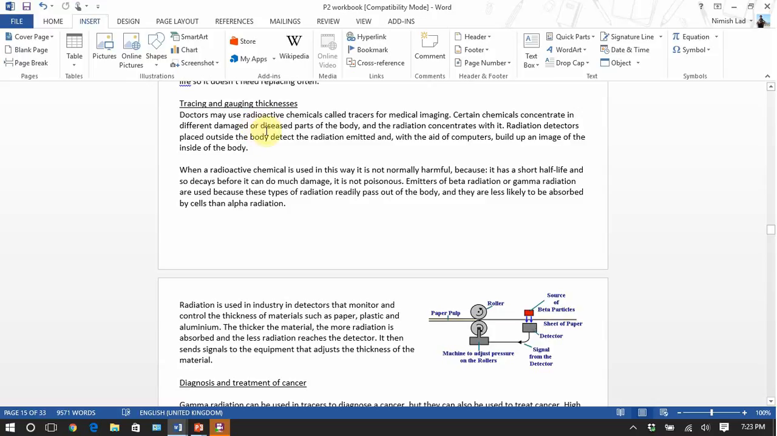Okay, if you inject radioactivity into the body, it will get absorbed by areas that are behaving abnormally, and therefore, say, have tumor growth there. So they choose the correct isotope to do that.